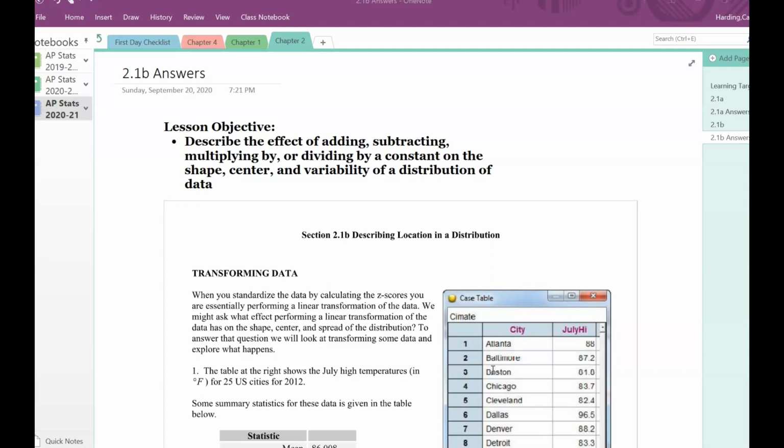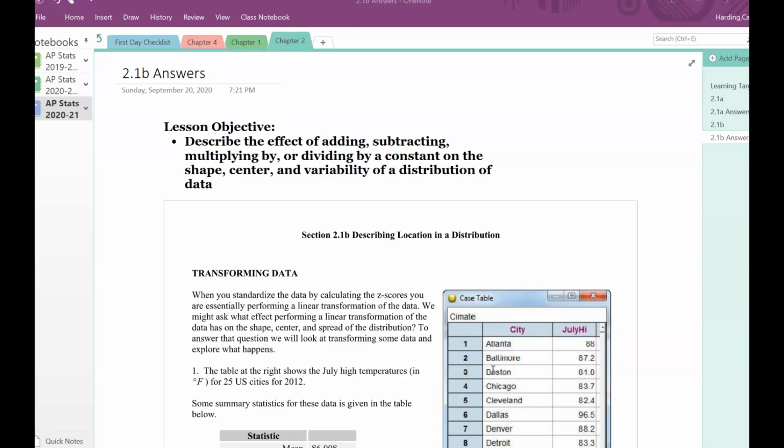Today we're going to go over activity 2.1b. If you remember, section 2.1 was on describing a position in a distribution. In 2.1a, we finished with doing standardized scores within a distribution using the mean and the standard deviation. And if you take a look at what we're going to cover today, there's really only one lesson objective.